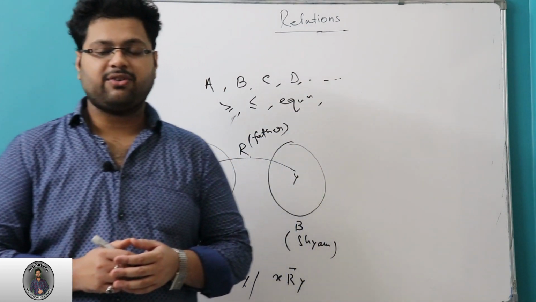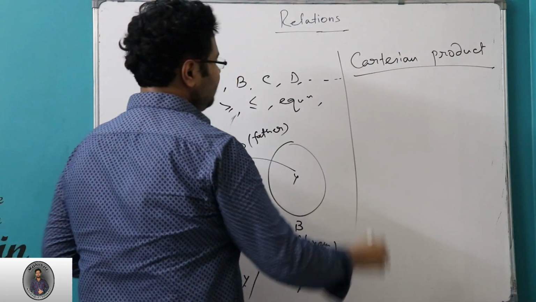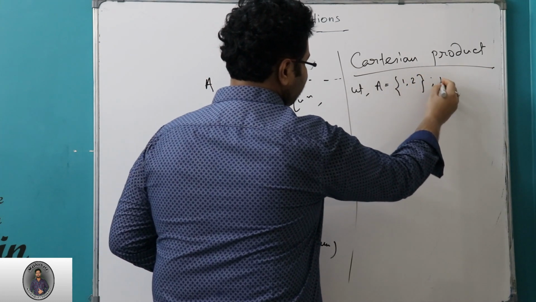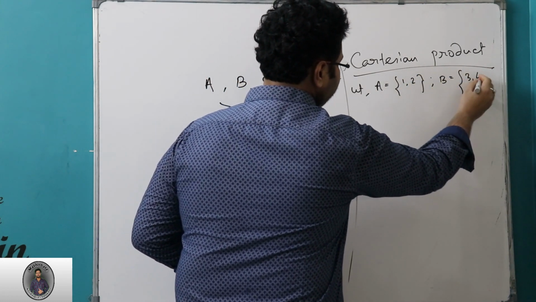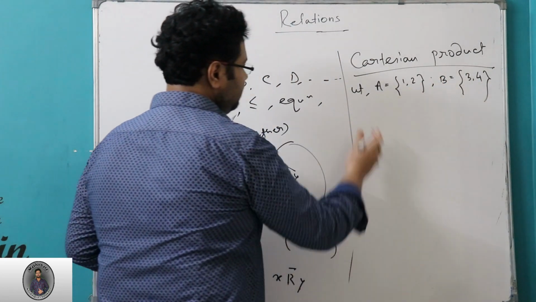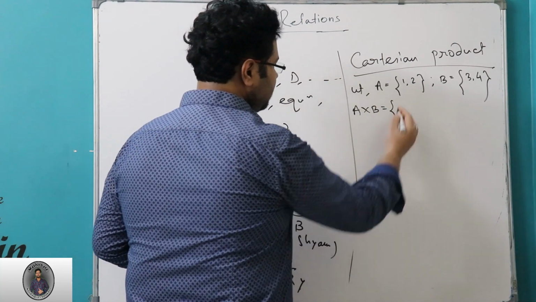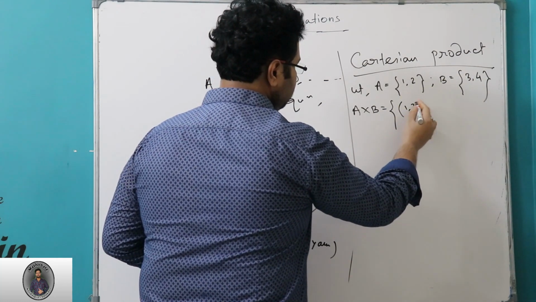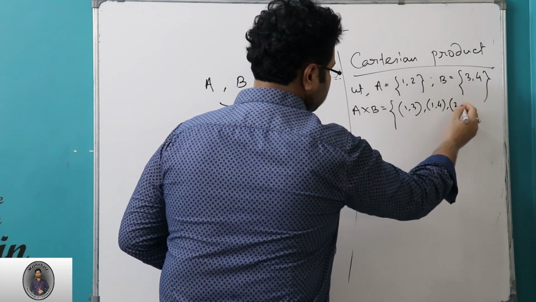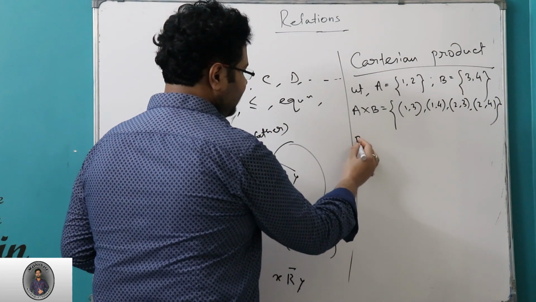Now before entering the definition of relation, we need to know the Cartesian product of two sets. Let A equals {1, 2} and B equals {3, 4} be any two sets. Then the Cartesian product of these two sets A and B is denoted by A cross B, and it is defined as A cross B equals {(1, 3), (1, 4), (2, 3) and (2, 4)}.